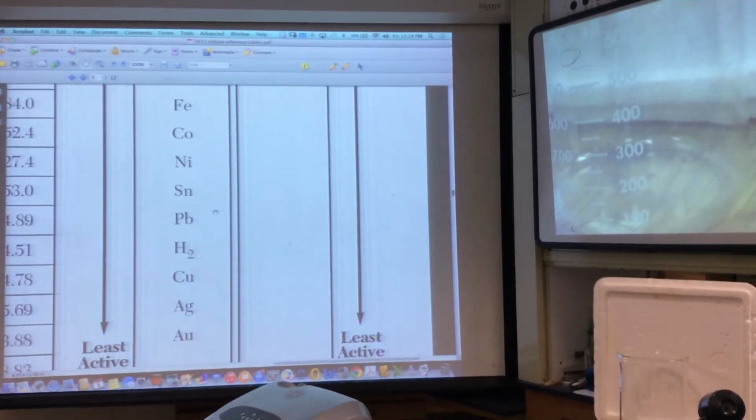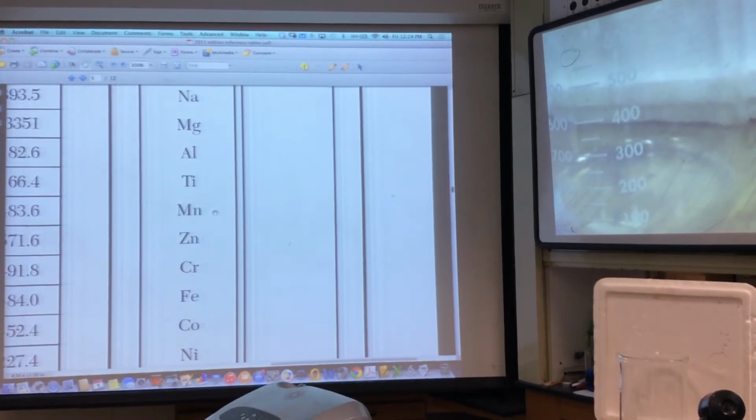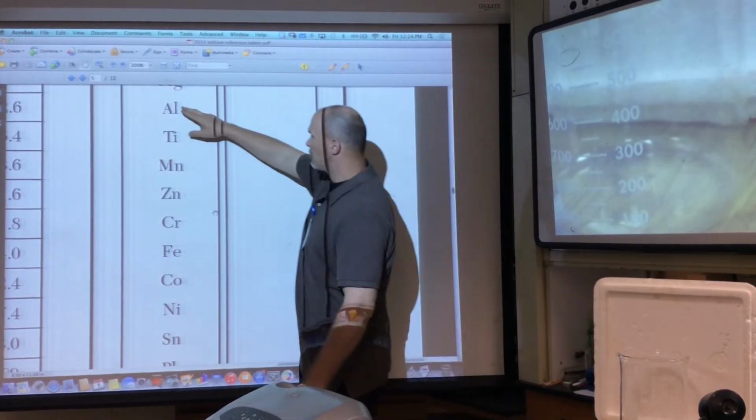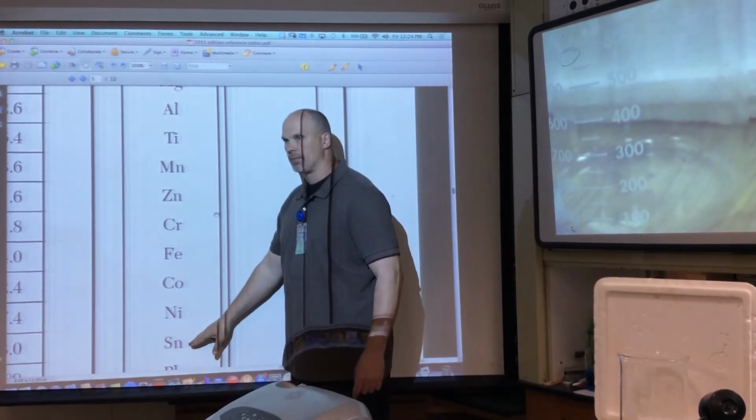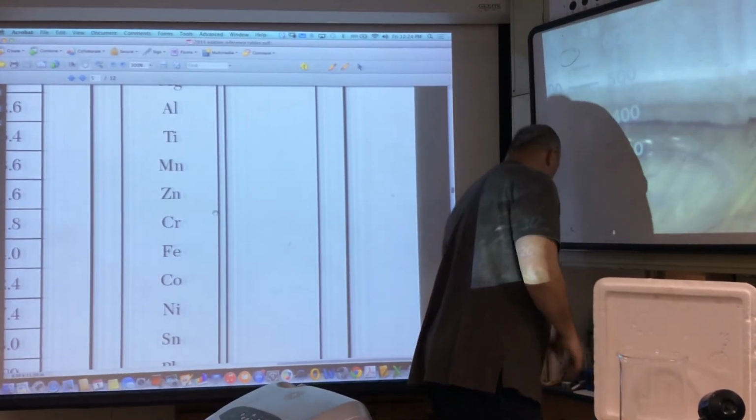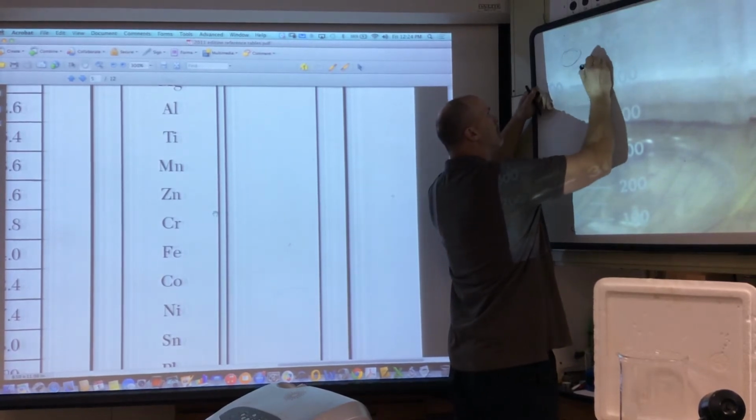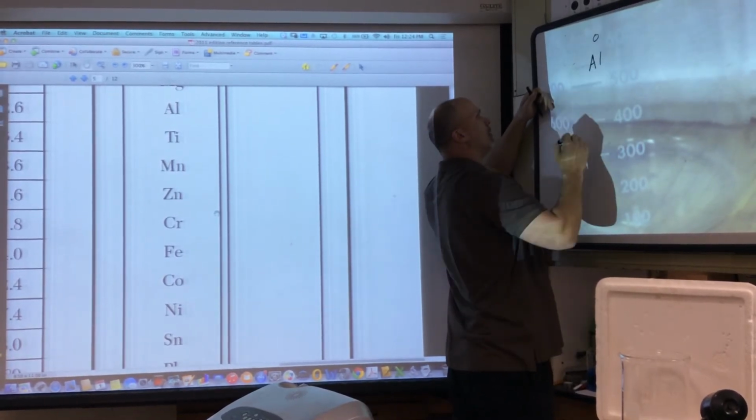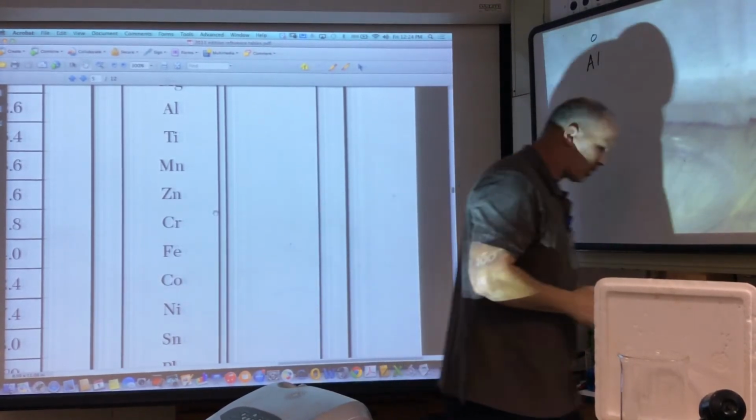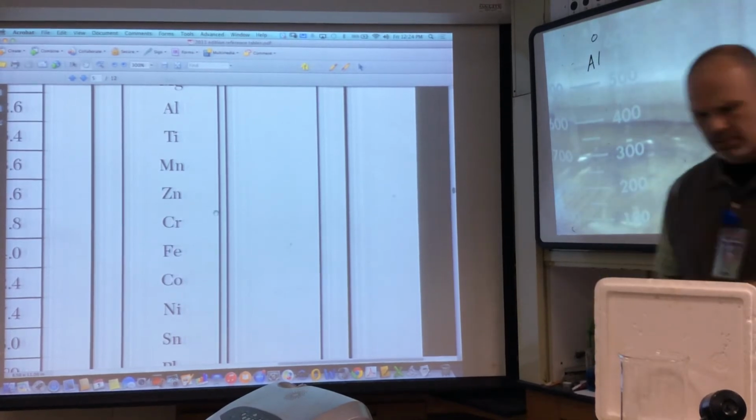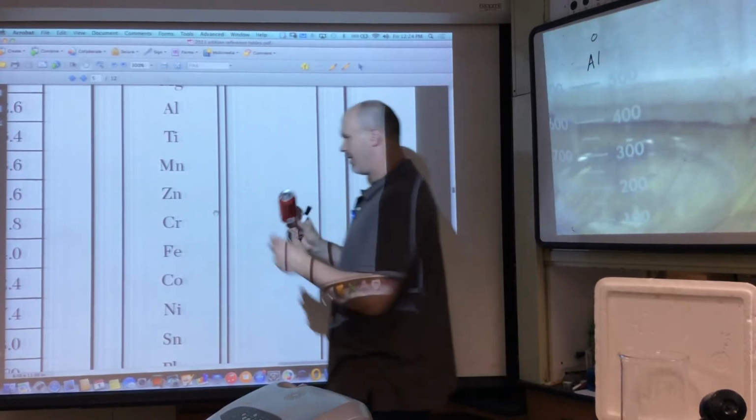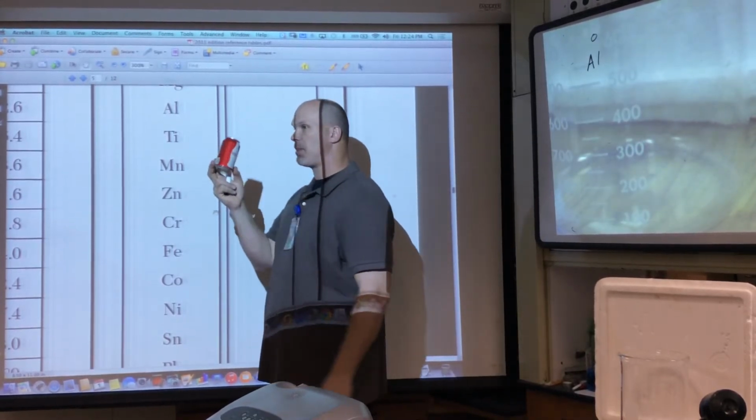Now, where's aluminum? Let's scroll down. All the way up here. Everyone can see that aluminum is much more reactive than tin. Let's think about this for a second. I've got aluminum, zero. Now, we make aluminum cans. Here we go. Of course, this is Coca-Cola, and I don't mean to give it any more free advertising, but the bottom line is this is made of aluminum.